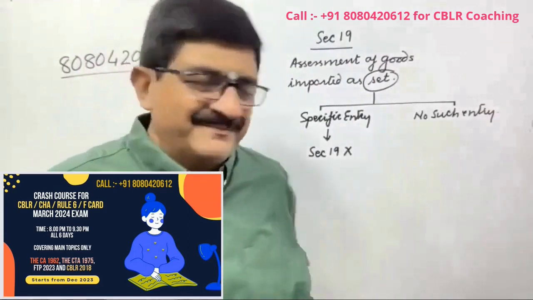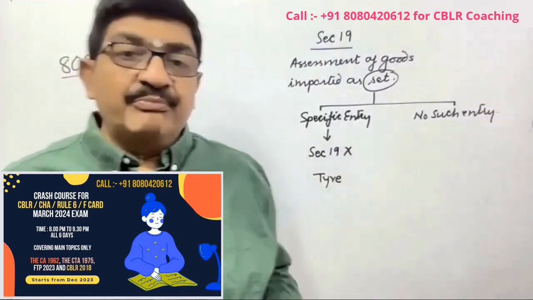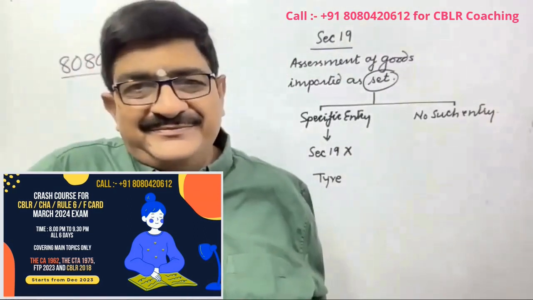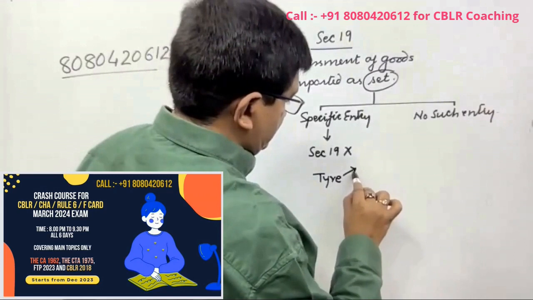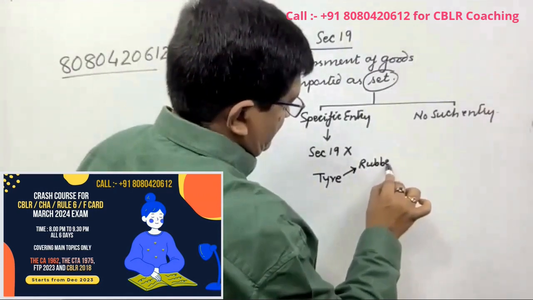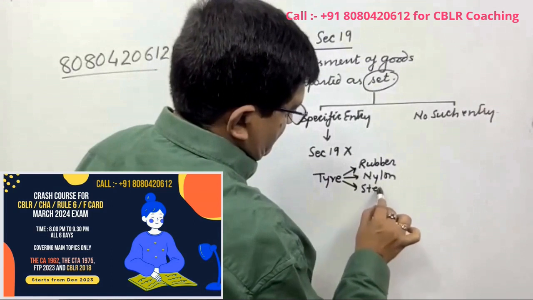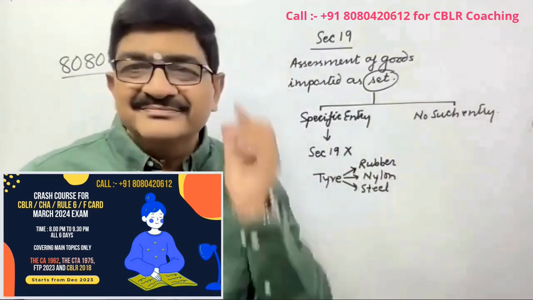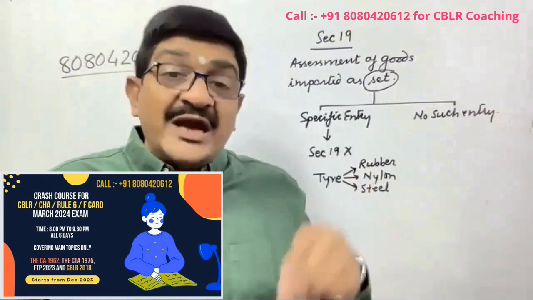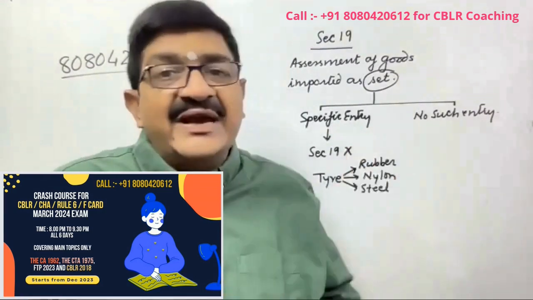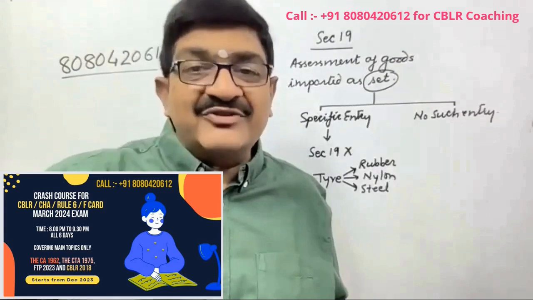Take another example. Tire. Broadly, how many components are there in the tire? Tube and tire, rings, iron, wire, nylon. These are minimum three components. There can be more. But since we have a specific entry for that in the tariff, it will not be considered as a set. Now, I'll give you a bigger example where thousands of articles are combined together and there is a specific entry for it.